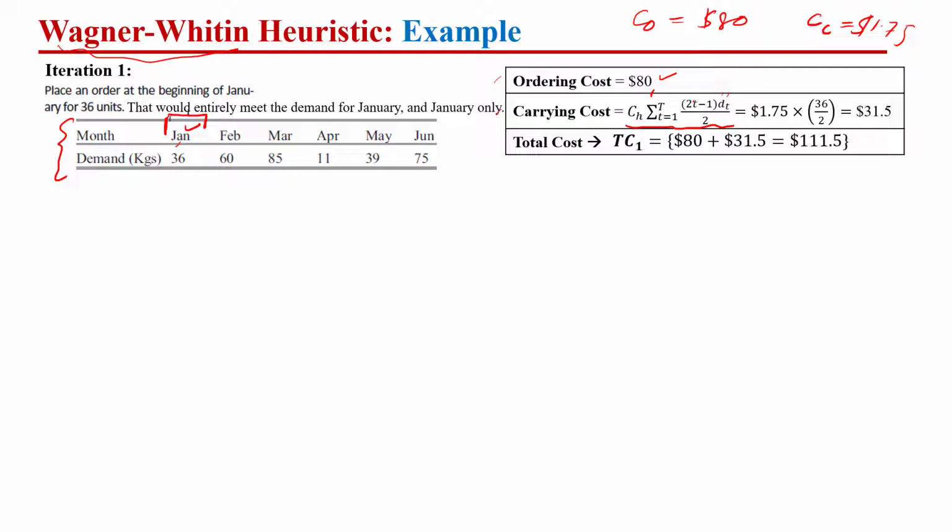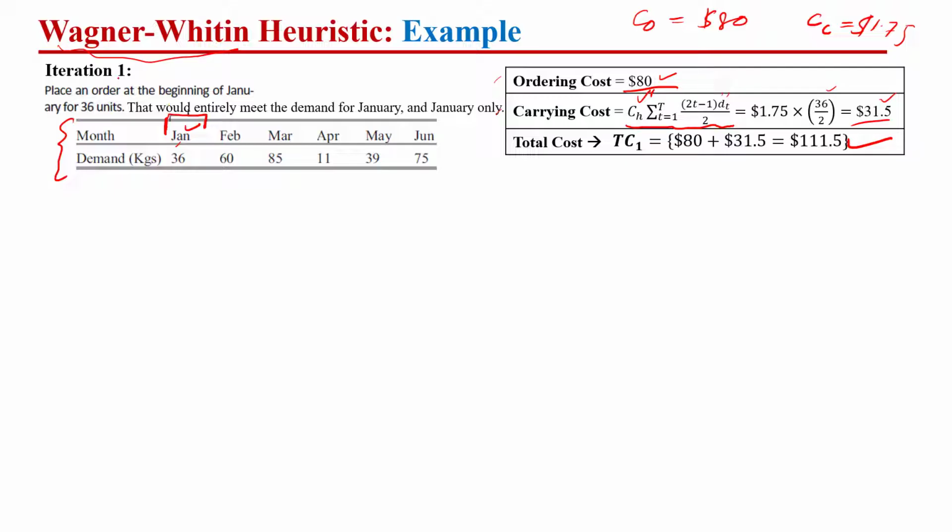So we get (2T minus 1) divided by 2, into D1, with T equal to 1. Basically, 1.75 is the carrying cost or holding cost multiplied with the average inventory. So this is the carrying cost, and the ordering cost plus the carrying cost is the total cost against the planning horizon 1 we are considering.